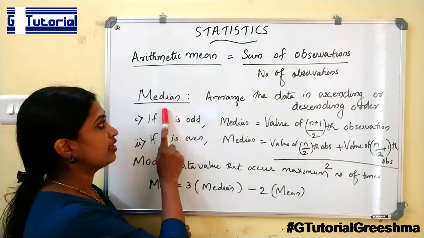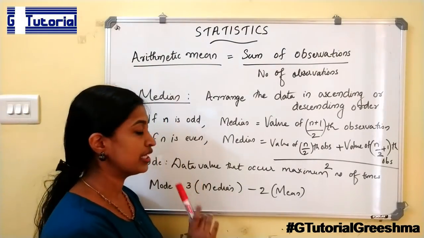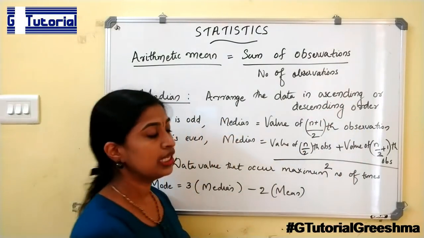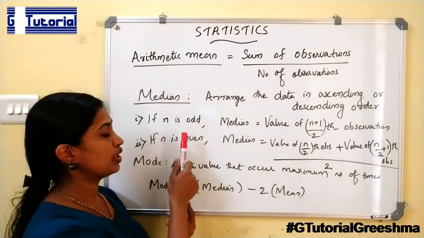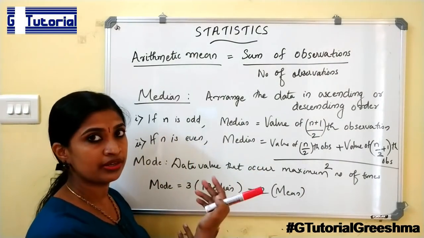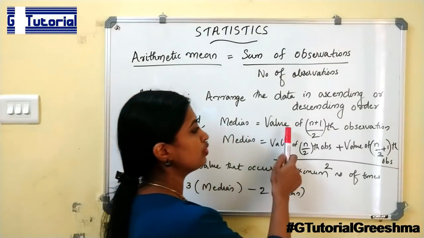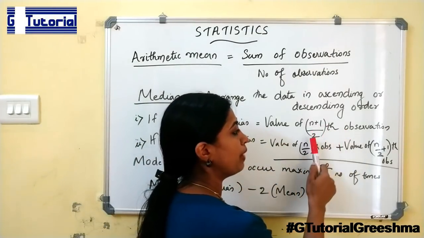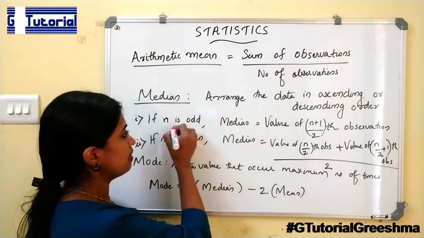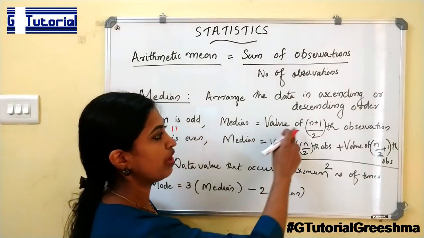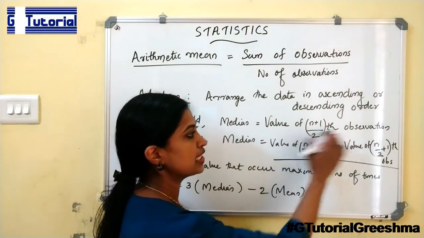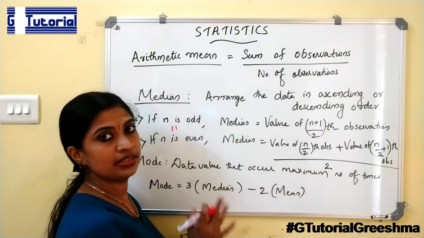Next is median. To find median, we have to arrange the given data either in ascending order or in descending order. Then, if n is odd, suppose n is equal to 11, then the median is equal to value of n plus 1 by 2th observation. Here n is 11. So, median is equal to the value of n plus 1, 11 plus 1 is 12, 12 by 2, 6. Value of 6th observation gives the median.